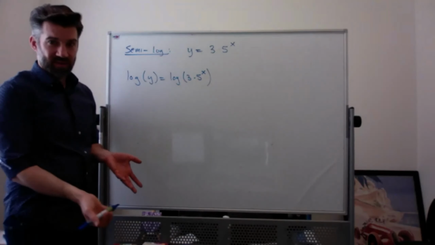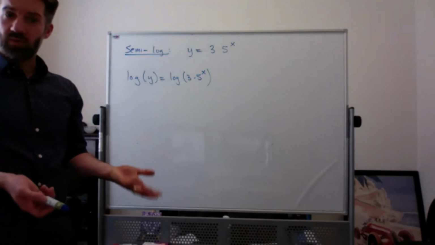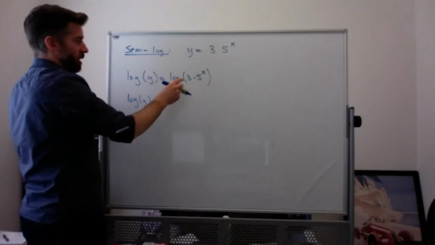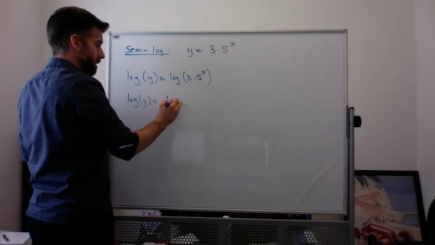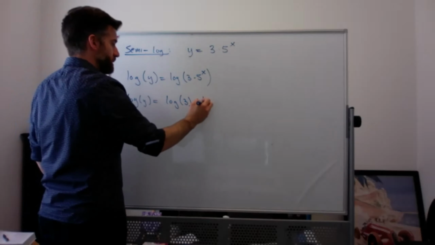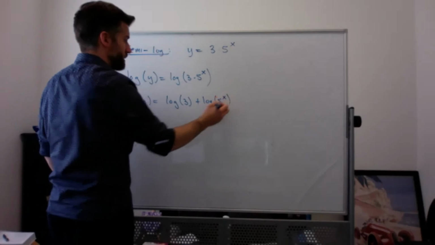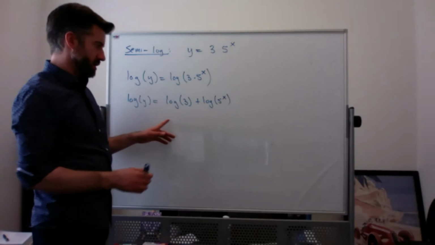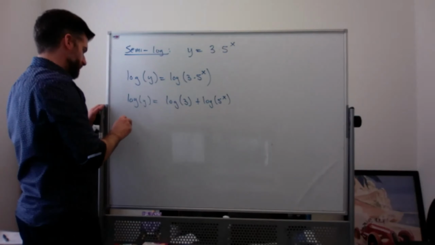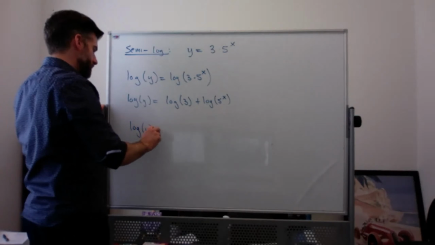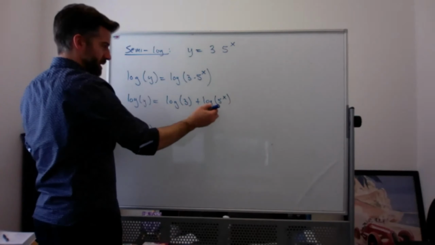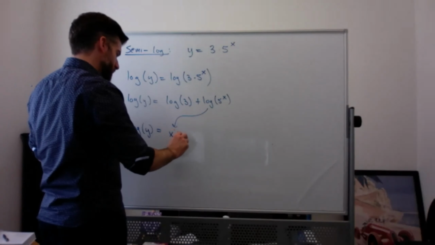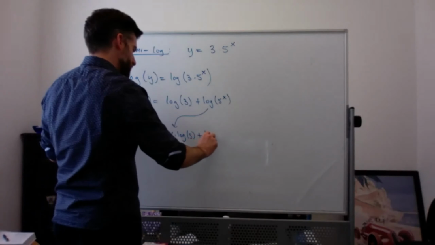Now I'm going to try and simplify this. This is where it's really important to be comfortable using the rules of logarithms. On the right-hand side, log of something times something else, I can write as log of 3 plus log of 5 to the x. Then I'm going to change the order of the additions. I can also bring down the power, so this part is x times log of 5, plus log of 3.